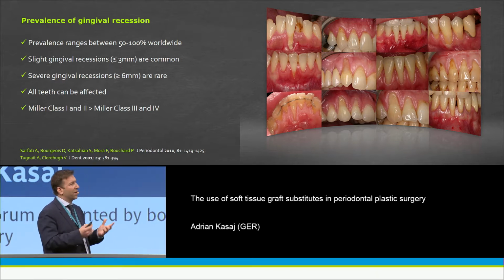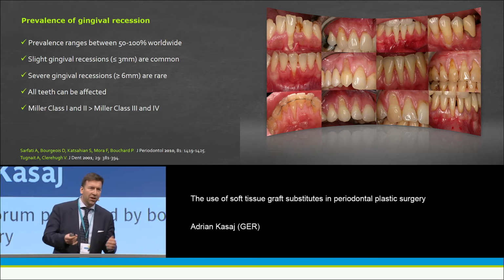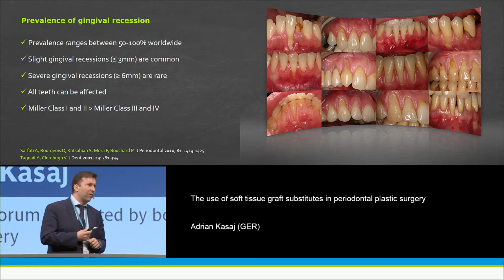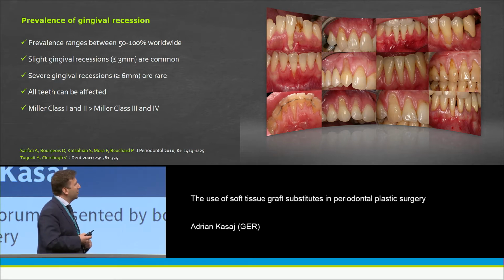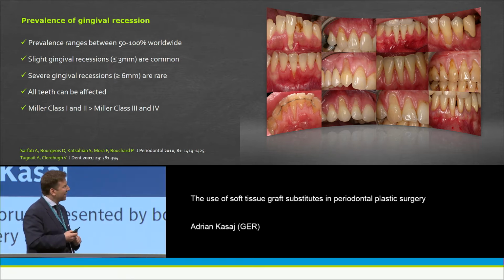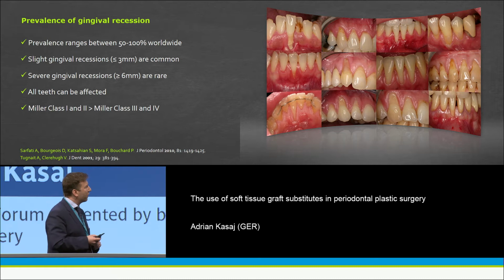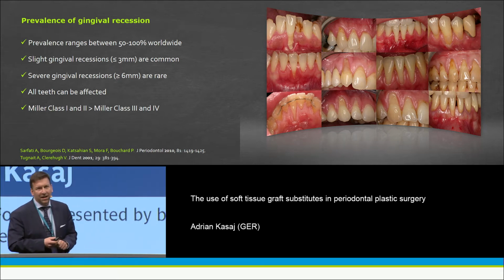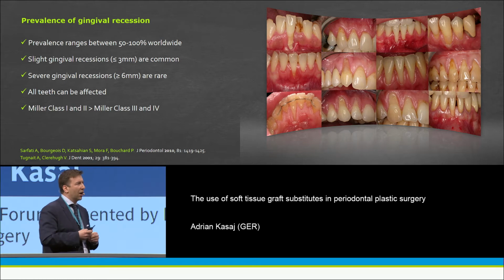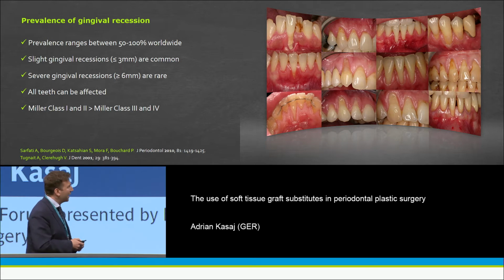We know that the prevalence of these gingival recession defects is between 50 and 100%, affecting young patients and old patients, patients with a good level of oral hygiene, but also with poor oral hygiene. Most of these recession defects are quite narrow in vertical extension, so the really deep single recession defects we don't see so often. But we know that all teeth can be affected and that we have a lot of Miller class 1 and 2 recession defects, much more than classes 3 and 4.